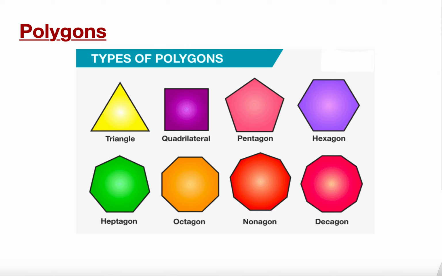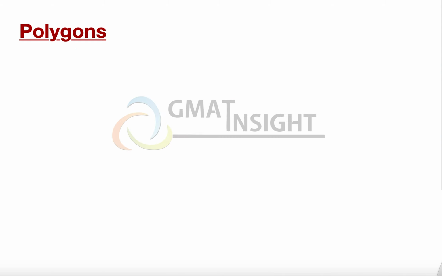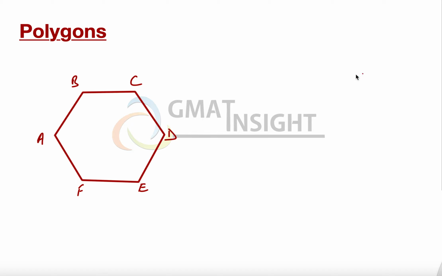Now, taking the discussion forward, I would like to take an example of a polygon and discuss the relationship among the angles that exist in a polygon. For instance, I'm taking the most frequently used polygon by GMAT, that is a hexagon. Assume that it's a regular hexagon, a regular six-sided polygon.